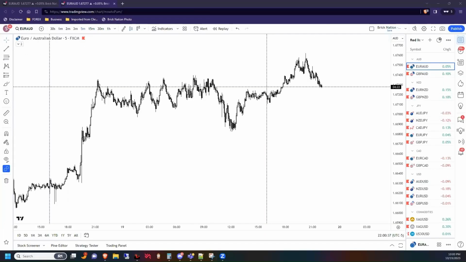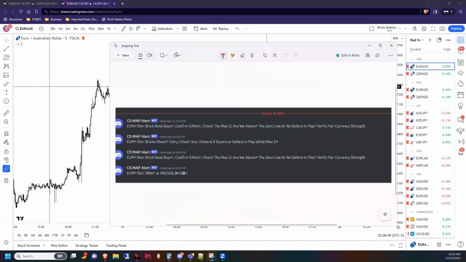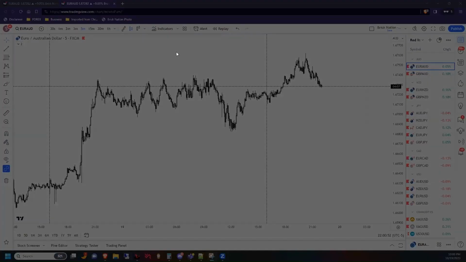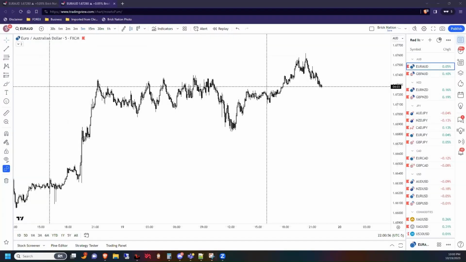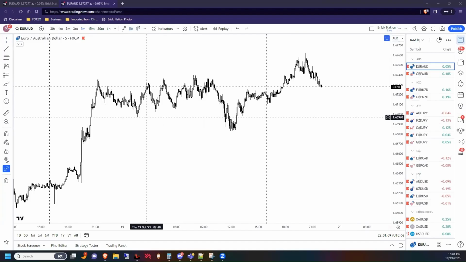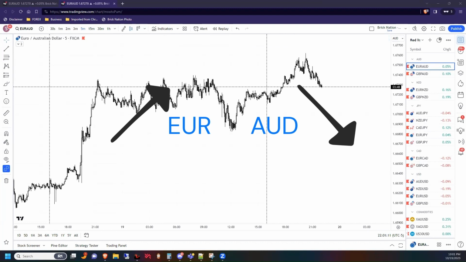But what's also happening on the exact same day was that we were getting alerts pertaining towards AUD. Now, you know how we rock, right? If you see the buys happening here, what I always look for is the opposite direction pertaining towards the currency pair. And sure enough, AUD's Brick Boss sells, Royal Sell Waves, which are happening back and forth. So that lets me know AUD is on a downtrend, euro is on an uptrend.